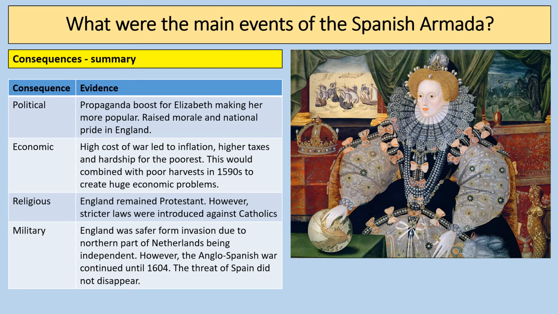So in summary, the main consequences were political, economic, religious, and military. Political in terms of a big propaganda base for Elizabeth, economic in terms of leading to huge amounts of poverty, religious in terms of England remaining Protestant and harsher laws against Catholics, and military, England is safer from invasion. The Netherlands is safer as well, part of that becoming independent from Spanish rule, but the Anglo-Spanish War continues until 1604.